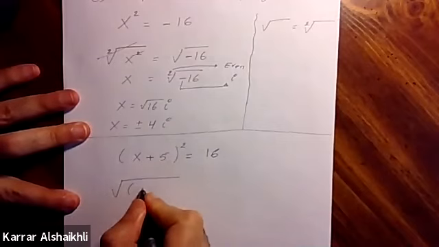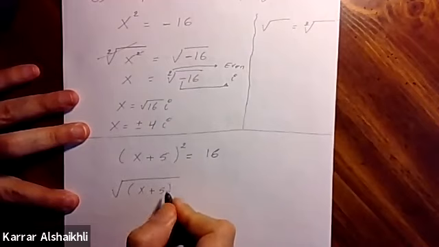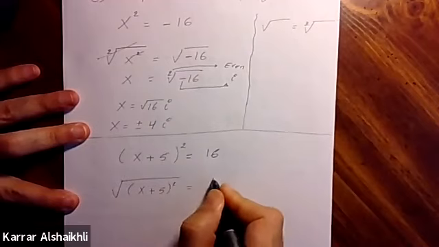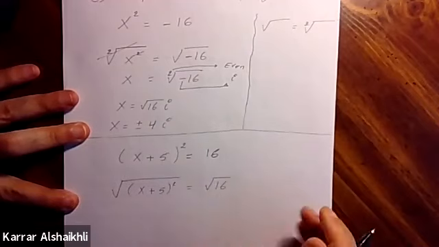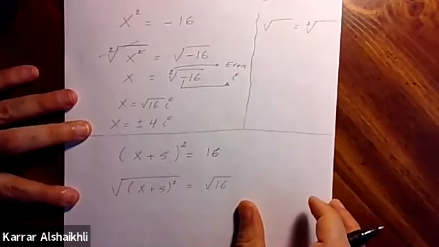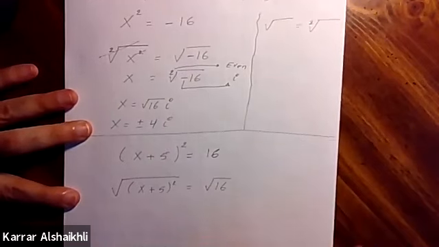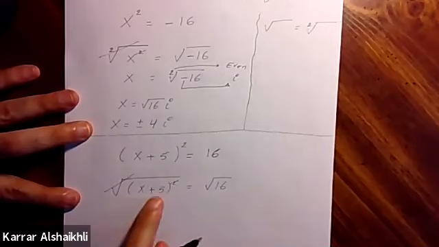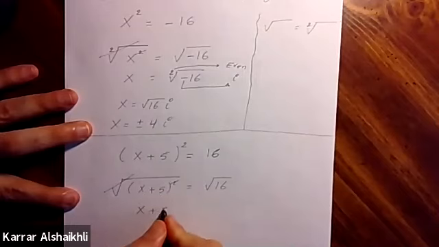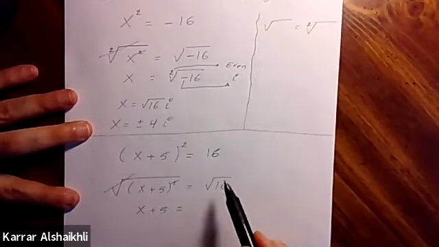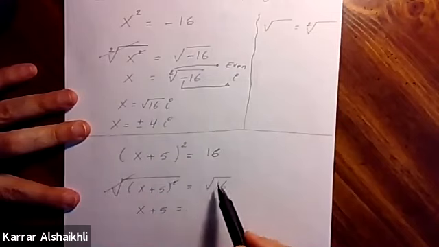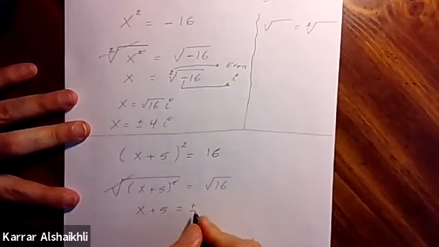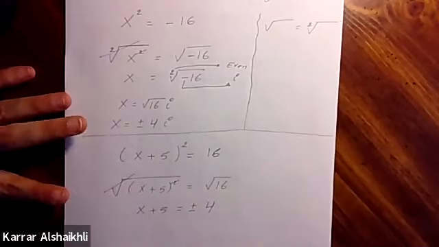Square root of x plus 5 squared equals the square root of 16. I'm going to do exactly the same thing. Cancel the root with the exponent. The leftover here is just x plus 5. x plus 5 equals, I'm going to take the square root of 16. Don't forget to put a plus or minus. The square root of 16 is going to be 4.